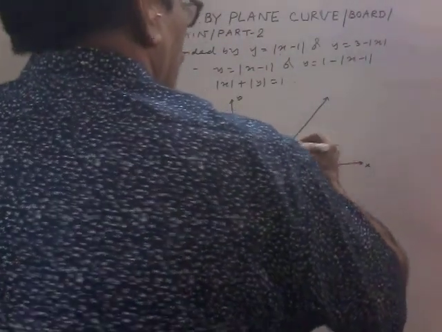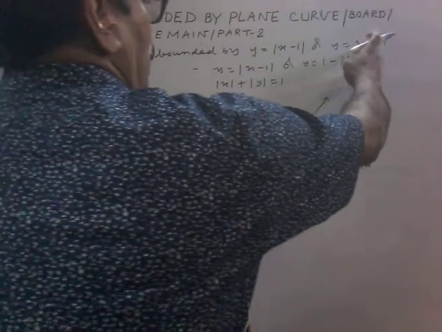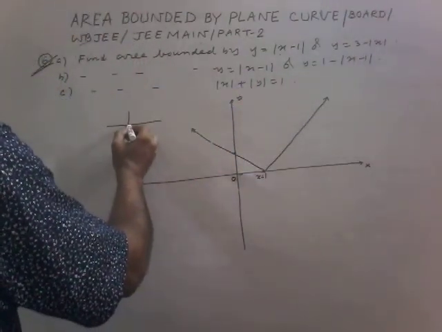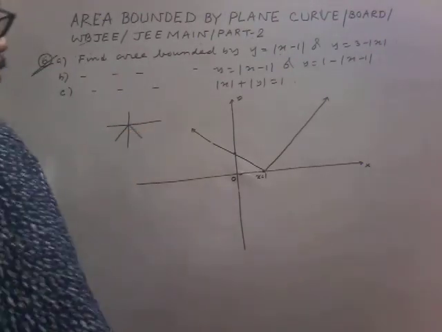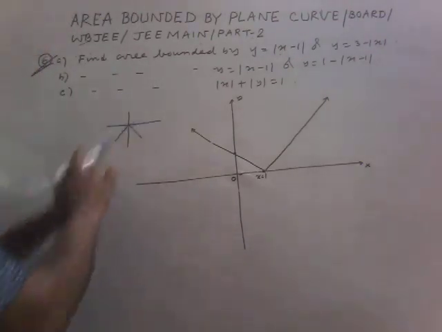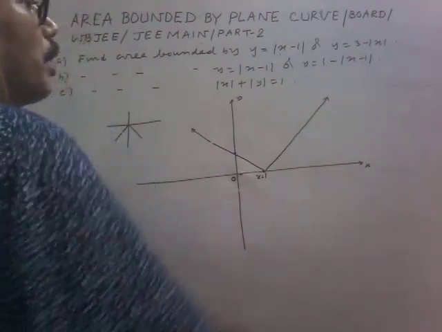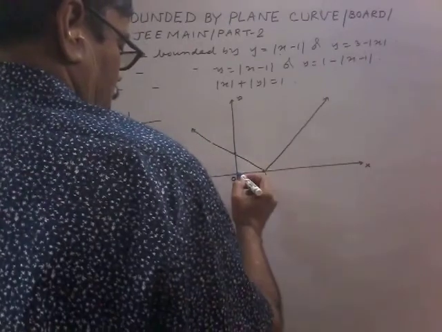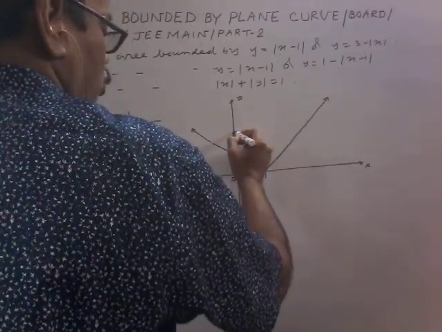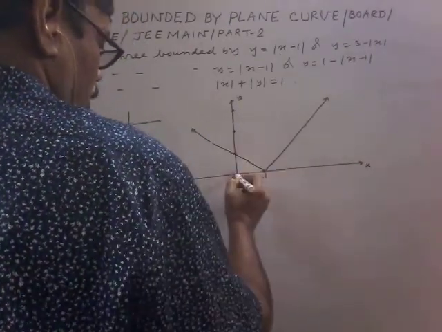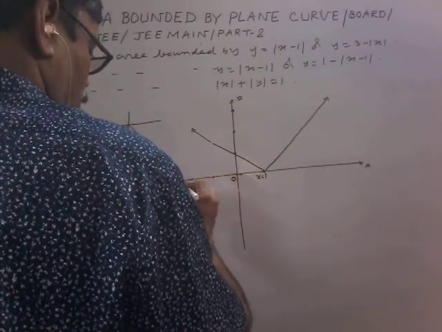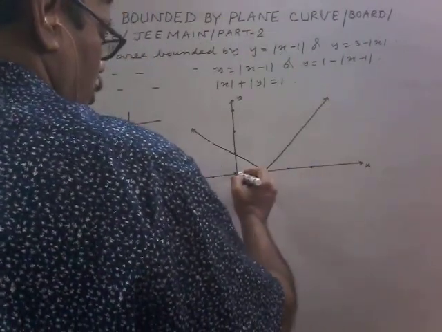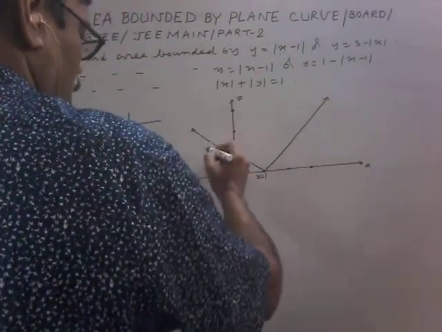So this is, and then 3 minus x. So mod of minus x is this type, a reverse v at x equals 0, but this is 3 minus mod x, a reverse v. So this is 1, this one is 2, this one is 3. 3 minus mod x.